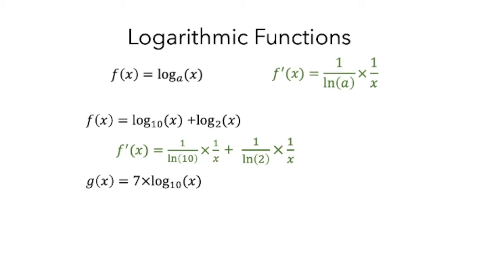Also, like with the power rule, you can multiply the derivative of the log base 10 of x by the coefficient. The base is 10 and the coefficient is 7 for g of x. So you will get 7 times 1 over natural log of 10 times 1 over x.